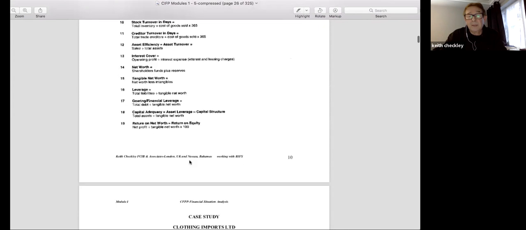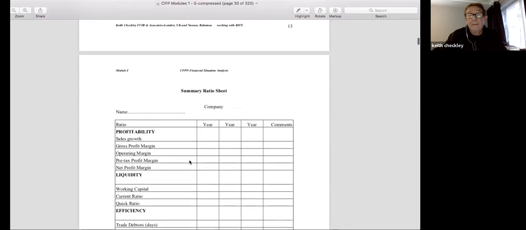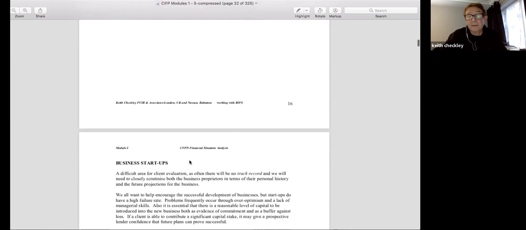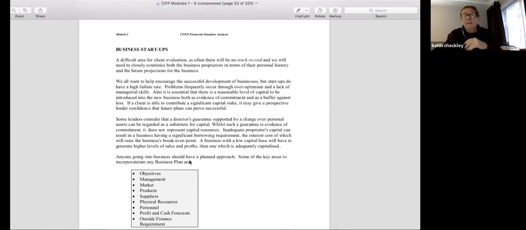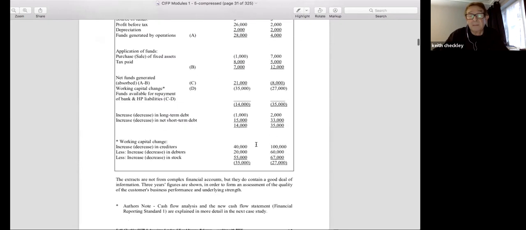Okay, so we went through the ratio section. We started on clothing imports. The cash flow we come back to. Okay, now we have in the notes there, if you move a bit further on, the section on business startups, which, if you've got the PDF files, is on page 33; if not, it's after this clothing imports case study.